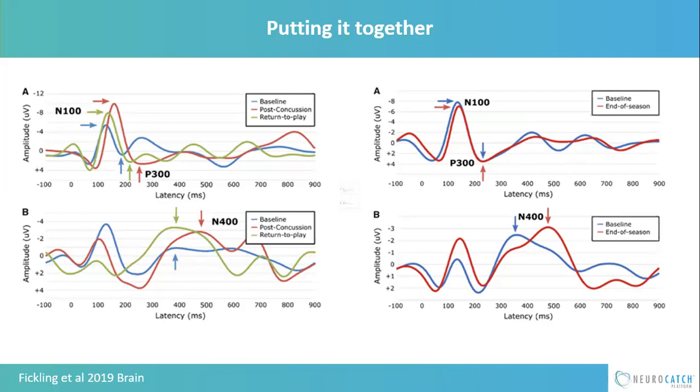And then what's interesting is you're probably now looking at the green line, which is the return to play. And this is when the clinical decision was made to return these athletes to play, because based on behavioral paper and pencil testing and everything else they had, they thought they were recovered. And here you can see that for the most part, that's actually pretty accurate. The N1 is pretty much coming back to where it was. The P3, same. The N400 is also back in latency with a larger amplitude.